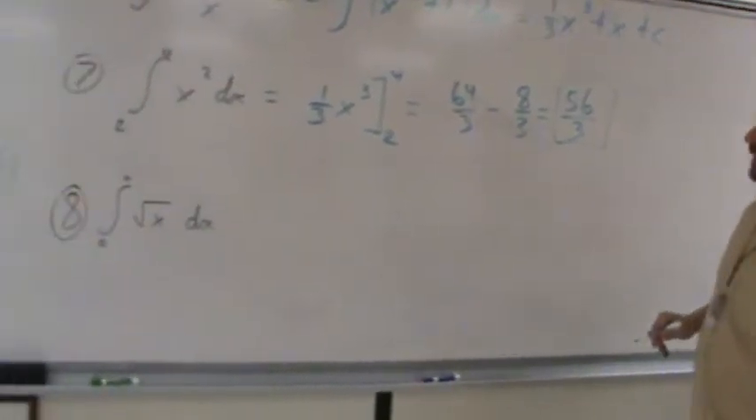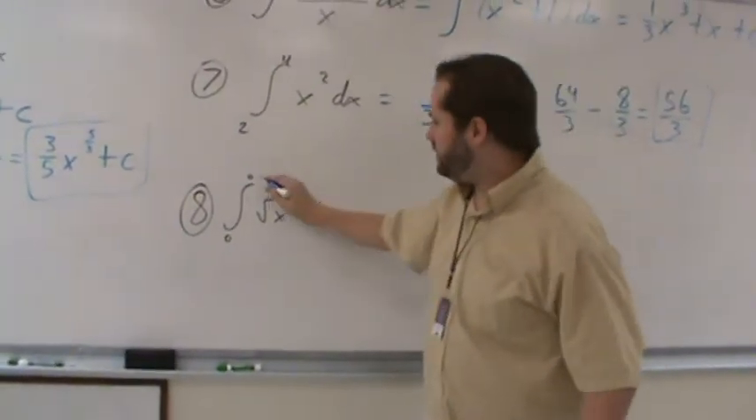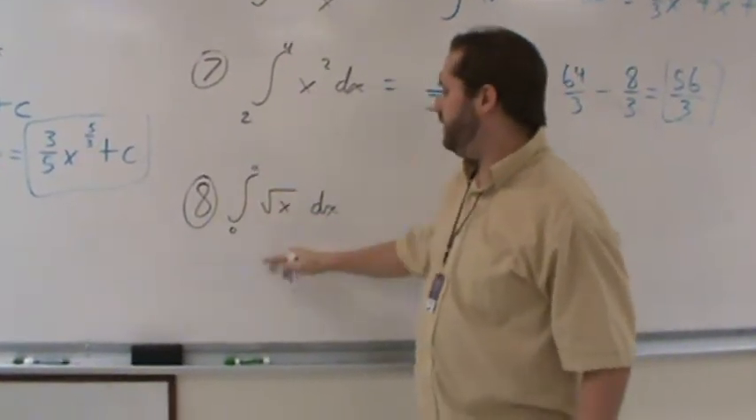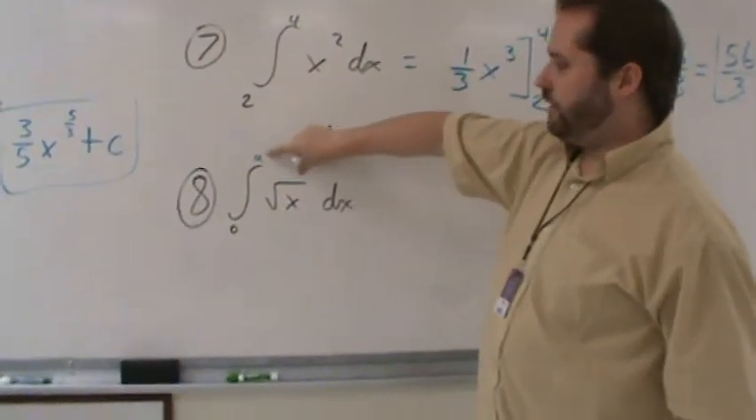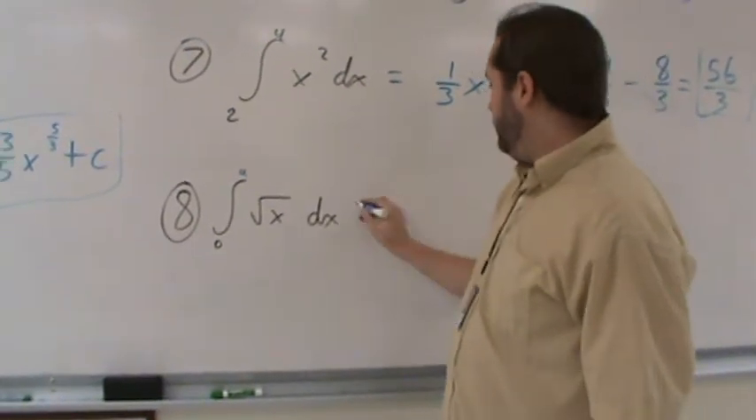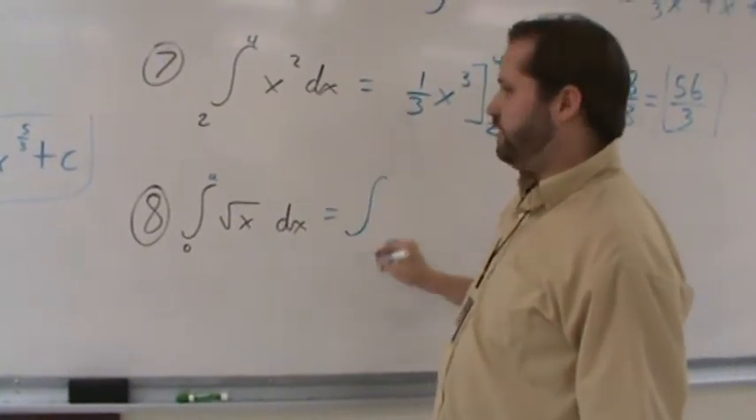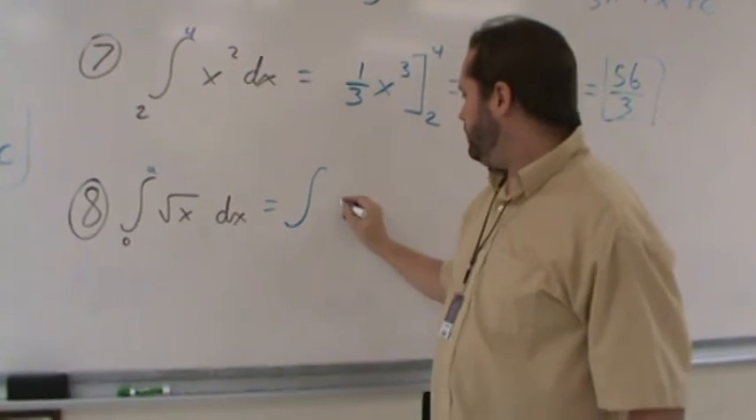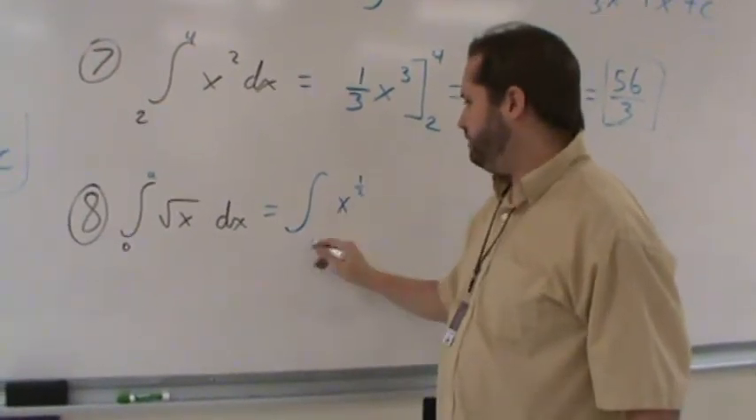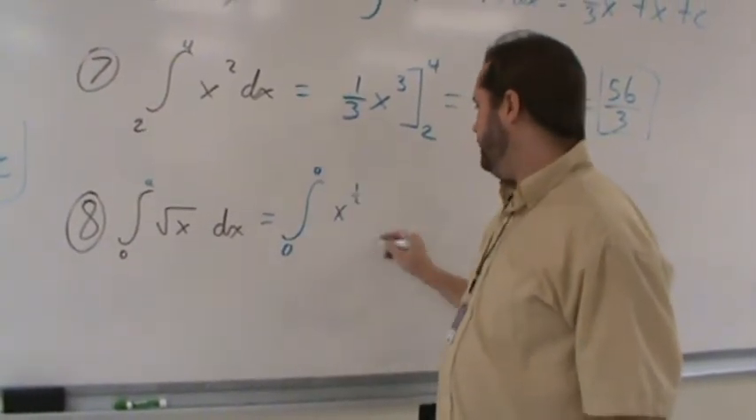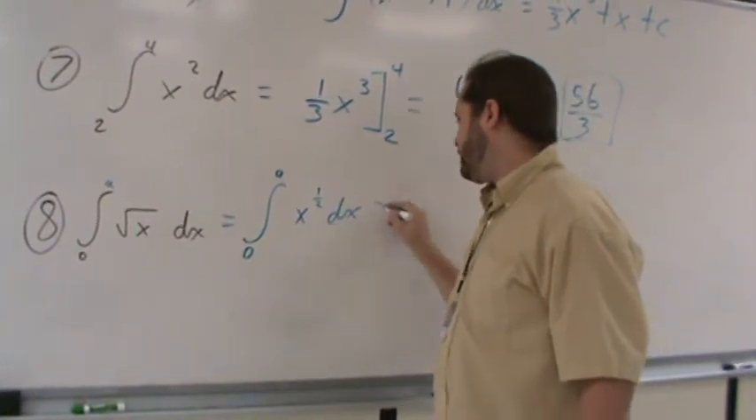Number 8, exactly the same deal as number 7, except they're trying to confuse us by saying we're integrating from 0 to some unknown constant a. We're going to change this around just like we did in number 5 into x to the 1/2 power from 0 to a with respect to x.